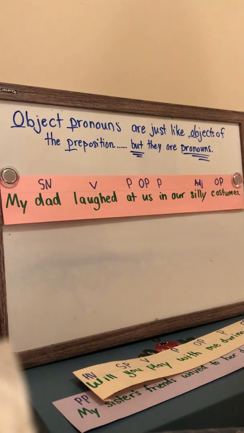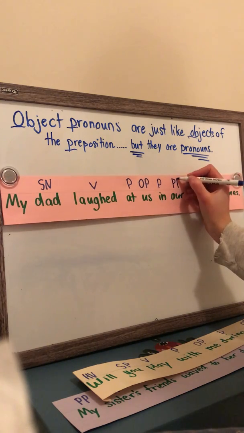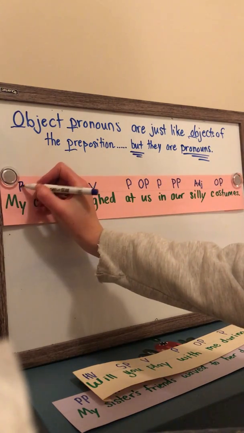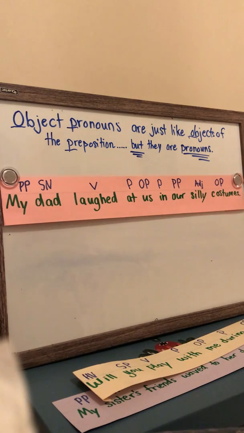Then we ask, whose costumes are they? Our costumes. But what kind of word is that? It's showing ownership. And it's a pronoun. So it's a possessive pronoun. There we are. We did it. Oh, one more. I forgot. My. Do you know what my is? My dad. That's showing ownership again, isn't it? My is a pronoun, so it's going to be a possessive pronoun, just like this one was.